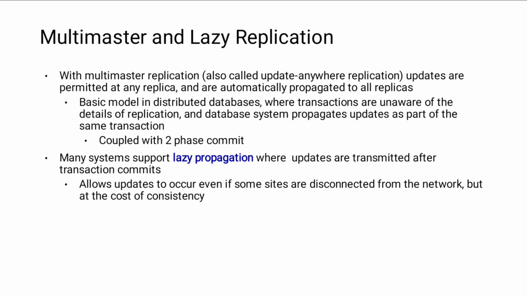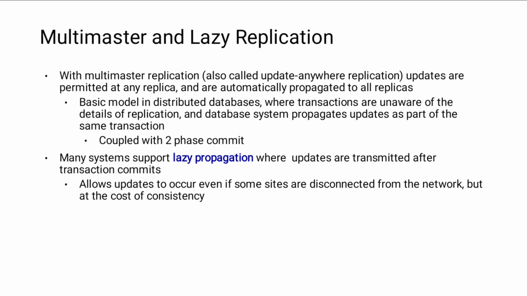Next one, multi-master and lazy replication. Multi-master replication means we can update anywhere. Updates are permitted in any replica. If any replica is updated, all replicas will also get that update. It is coupled with the two-phase protocol.